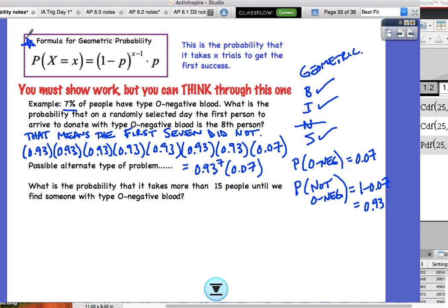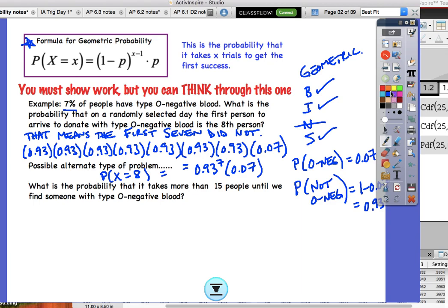So here's 7 people not having O negative, and here is my 8th person having O negative. And that is using this formula here. You just don't realize it. So this is a fail, 1 minus the success. So 1 minus 0.07 is 0.93. That was the fail to the x minus 1. We were trying to find the probability that our success was on the 8th person. So that means we failed the first 7 and then we got our success. Now we're not raising this to the 8th power because that would imply that we would have 8 successes in a row. We just have 1 success. It's on the 8th trial, but it's only one success. 7 fails, 1 success.